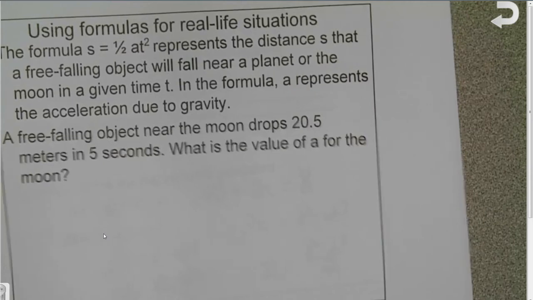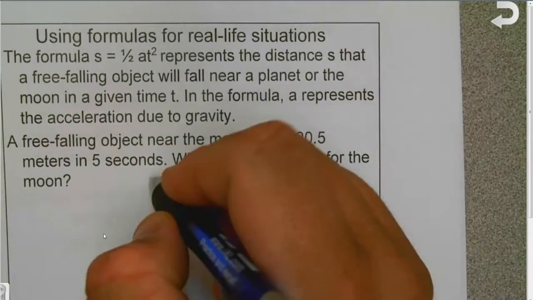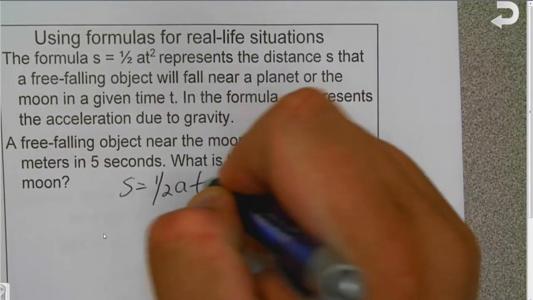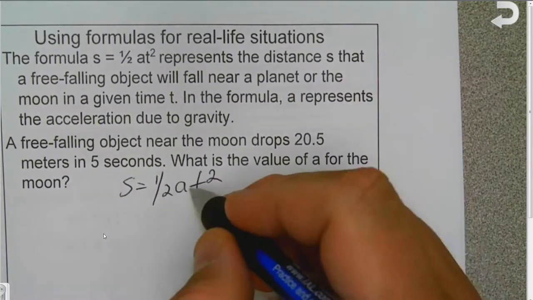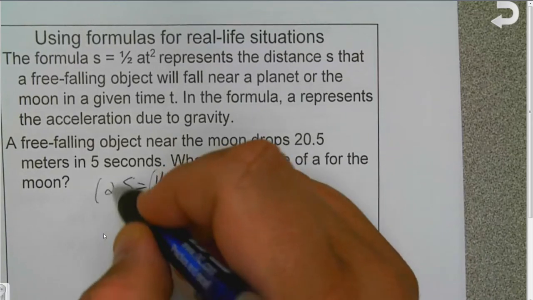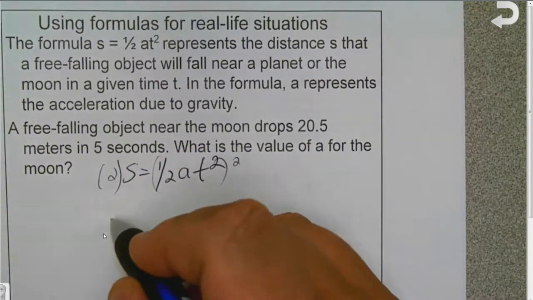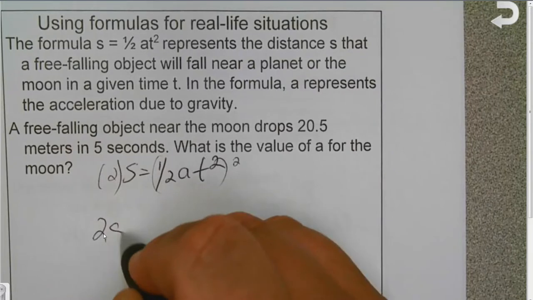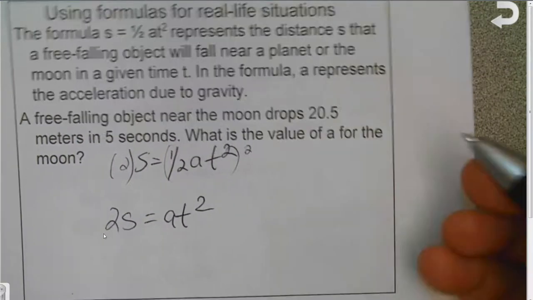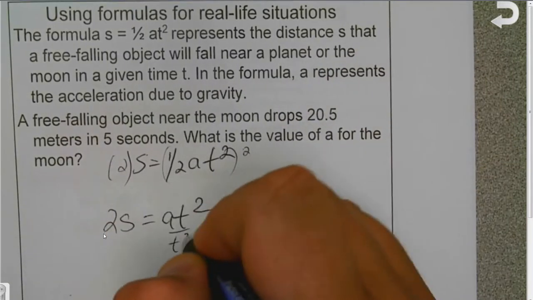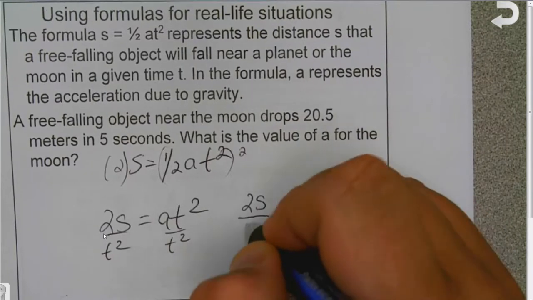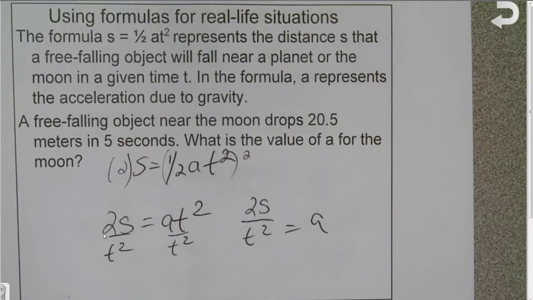Well, the most important thing I need to do is I need to figure out how to solve for a. So if I have the equation s is equal to 1/2 at squared, I'm going to get a by itself. The first thing I need to do is multiply by 2 to get rid of the 1/2. So I get 2s is equal to at squared. And then to get a by itself, I have to divide by t squared. So 2s divided by t squared is equal to a.